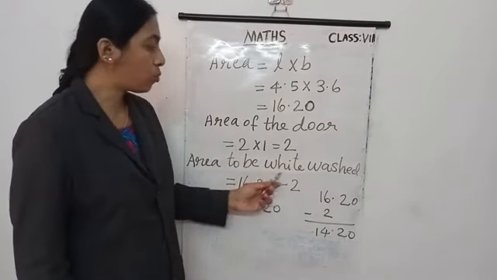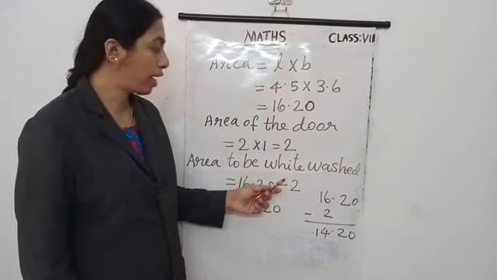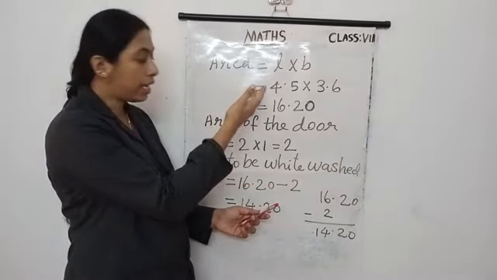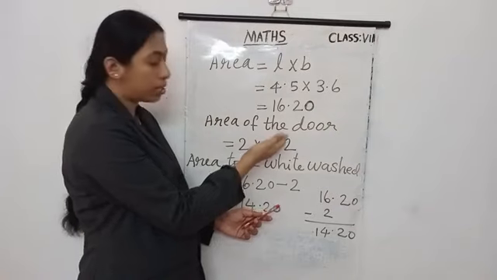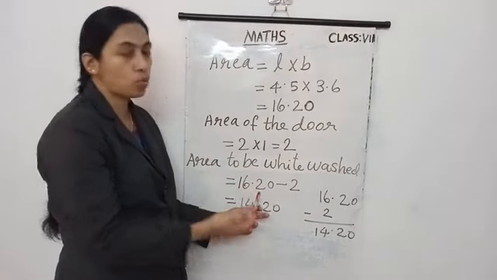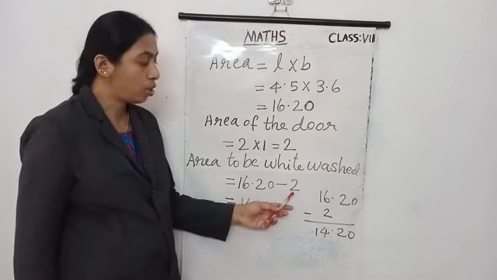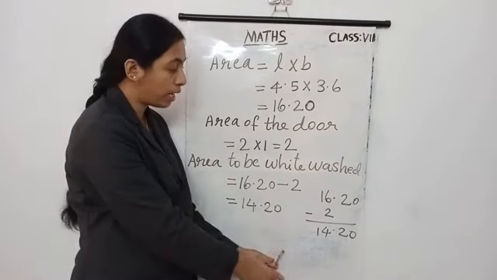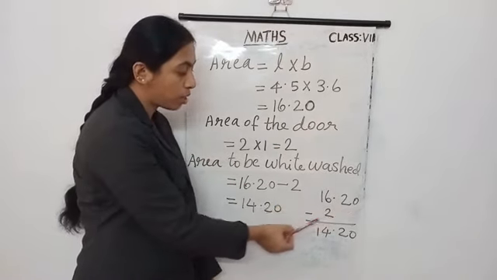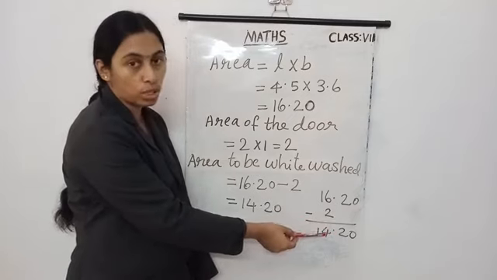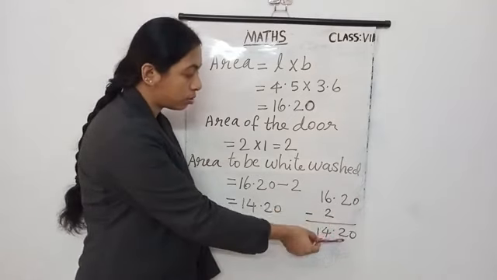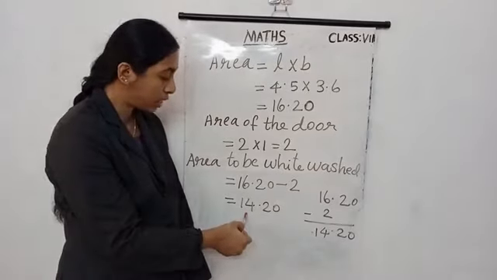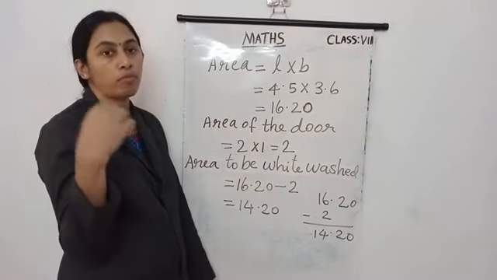Now area to be whitewashed. Area to be whitewashed is equal to area of the wall minus area of the door. That is 16.20 minus 2. Now subtraction of decimal numbers, so subtract carefully. 16.20 minus 2. You know subtraction. We get 14.20 as the area of the portion to be whitewashed.